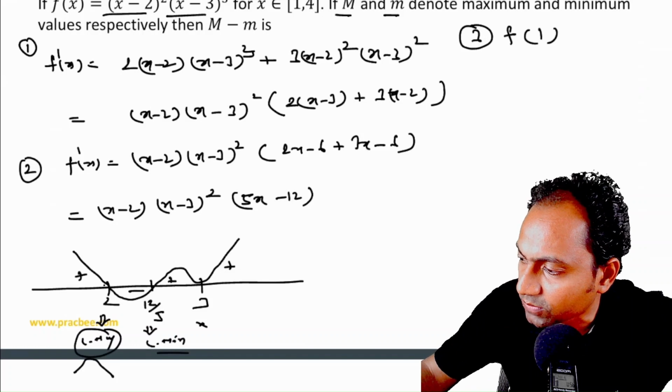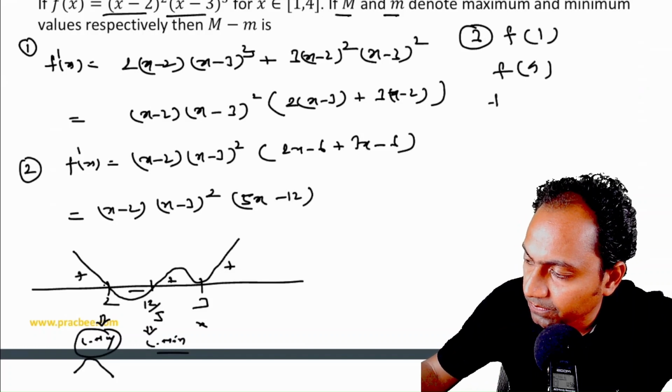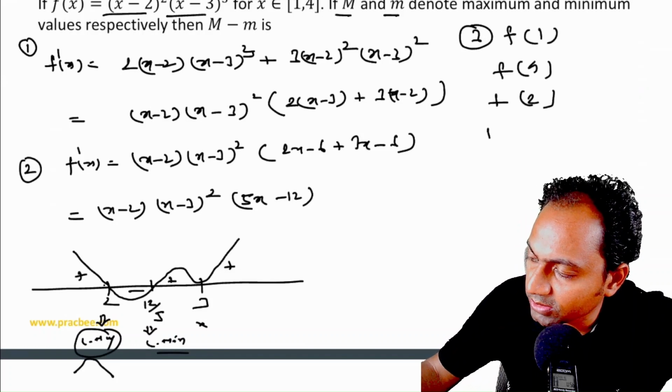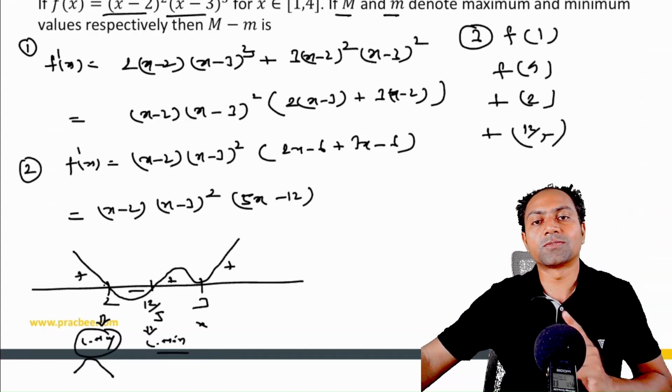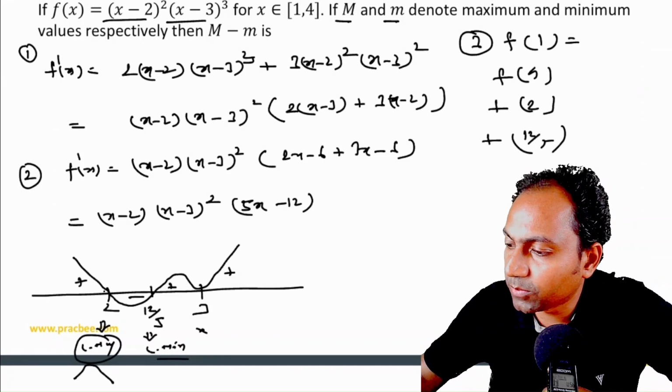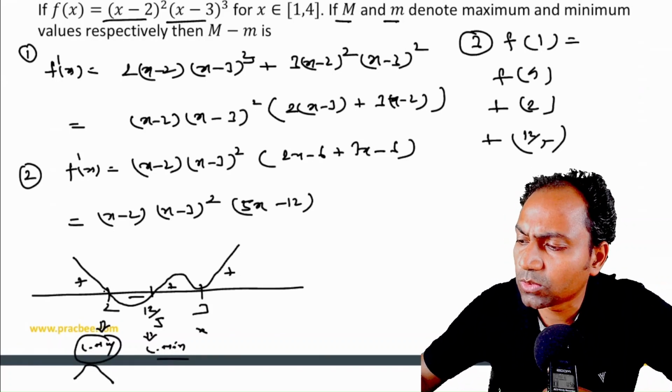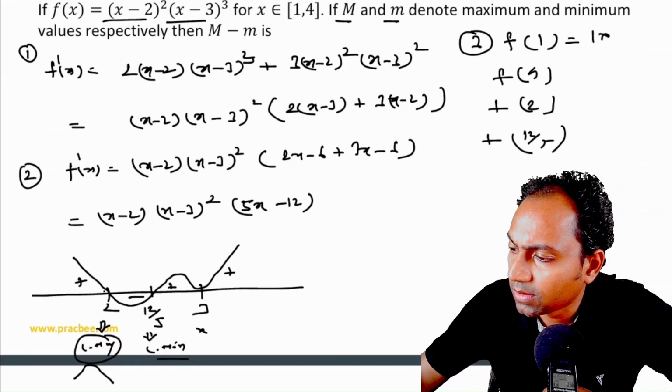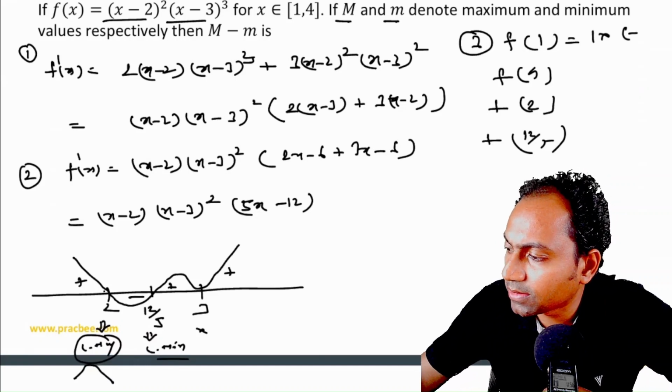We will check at the endpoints first, 1, 4. Then we'll check at 2. And then we'll check at nothing but 12 by 5. And the minimum of these will become our minima, and the maximum will become maxima. So if I put 1 here, you can see it becomes minus 1 whole square, that is 1, and then minus 2, that is minus 8. This is what I'm getting.